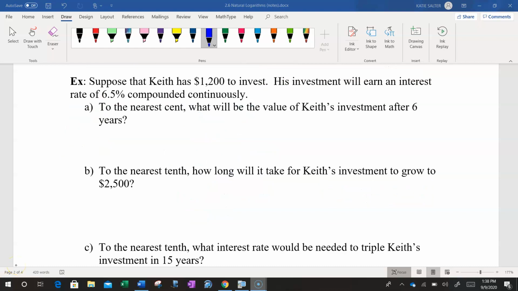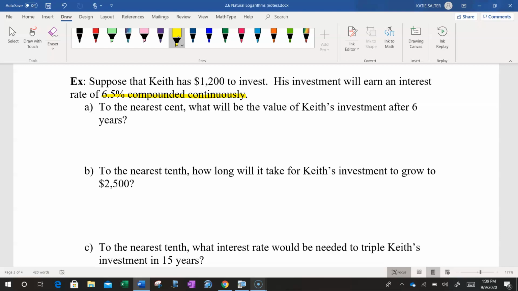So the next problem, suppose that Keith has $1,200 to invest. His investment will earn an interest rate at 6.5% compounded continuously. To the nearest cent, what will be the value of Keith's investment after 6 years? To the nearest tenth, how long will it take for Keith's investment to grow to $2,500? And then part C, to the nearest tenth, what interest rate would be needed to triple Keith's investment in 15 years? So for part C, you will not use the 6.5% interest rate because it's changing the question.